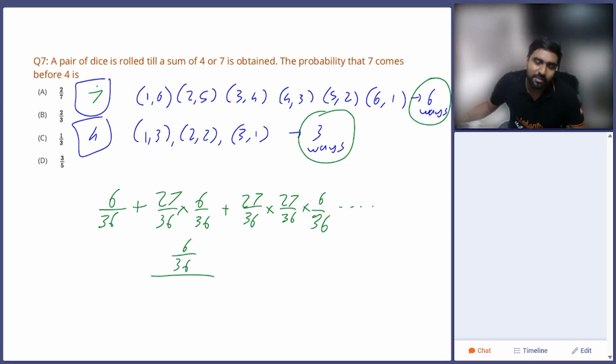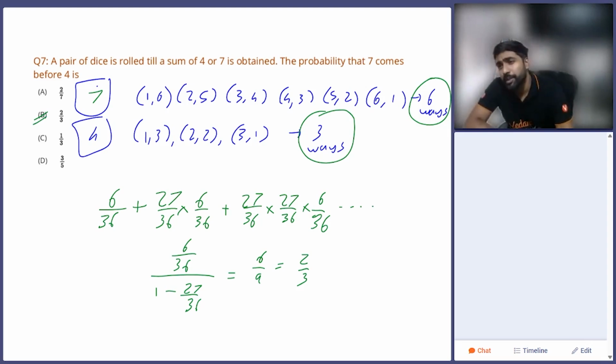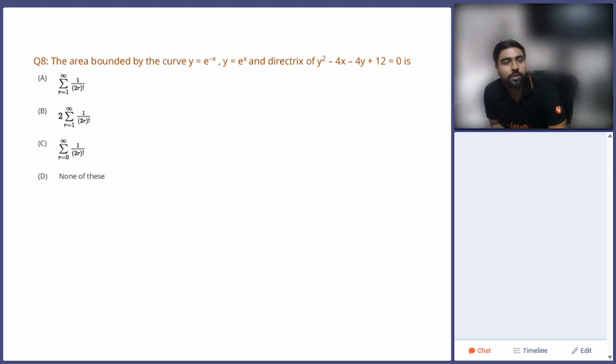Straightforward. What is the first term? 6 upon 36. What is the common ratio? 27 upon 36. What is this equal to? This is 6 by 9. It's 2 by 3. Option B will be directly the answer for the question. Okay, plain and simple, basic question over here. All right, the idea is clear. Moving on, what do we have now?